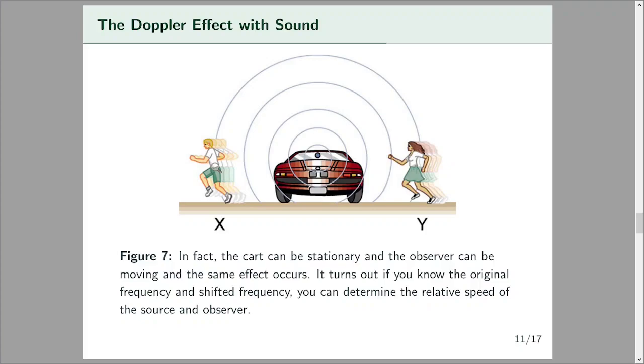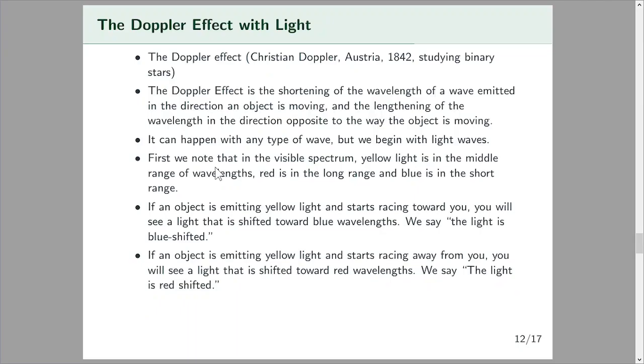It's very well understood. It turns out for the Doppler effect, you just need waves. It doesn't have to be a sound wave or a light wave. It can be any wave, but we use it for light mostly in astronomy. We also use it for sound in geology. So here's the Doppler effect with light, which is what we really want to talk about, at least at this point. It's developed by Christian Doppler in Austria.